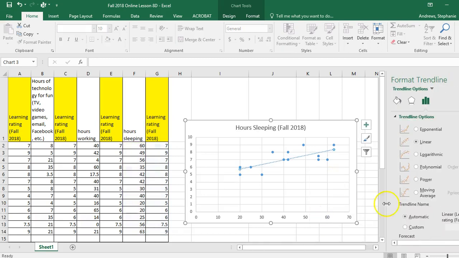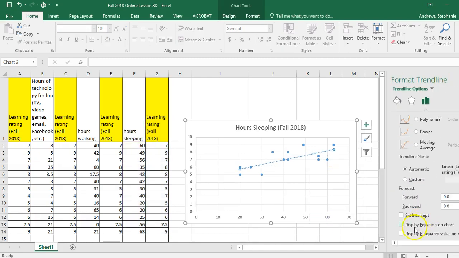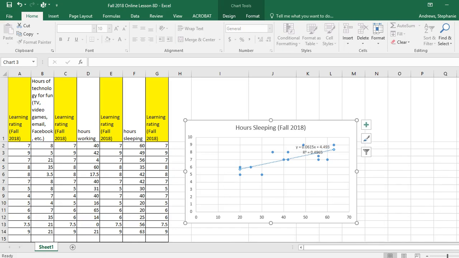More options. And on more options, again, I want to display the equation and display r squared. And I need you to also write this information down for hours sleeping. Go ahead and write down the slope is 0.06, 600ths. Write down that the y-intercept is 4.5, 4 5/10, and then write down that the r squared is 0.4965. Write those down, and I'll see you back at question number 5.